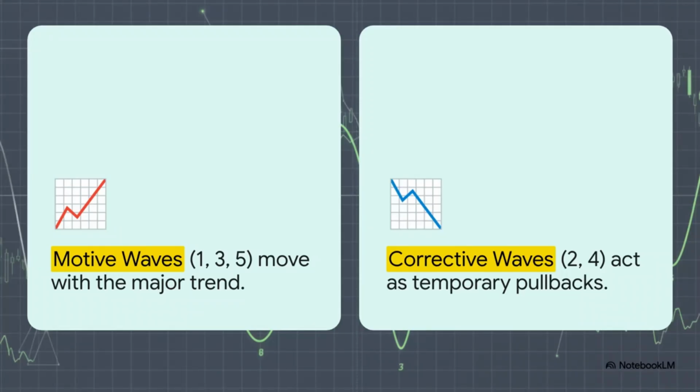Let's break those 5 waves down a bit more. They're categorized into 2 main camps, motive and corrective. Motive waves, that's your waves 1, 3, and 5. These are the ones actually doing the trending. They're aggressive, moving with the major trend. On the flip side, we've got the corrective waves, waves 2 and 4. These are essentially temporary pullbacks or price reactions against that trend. Think of it like taking 3 steps forward and then 2 steps back.